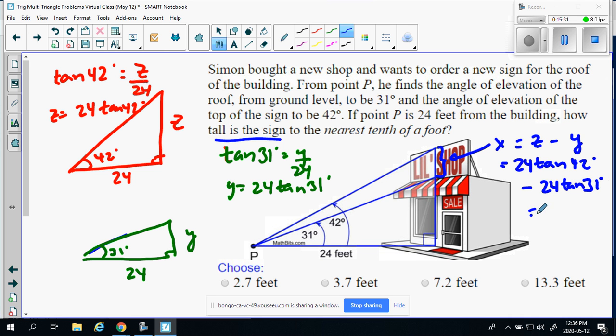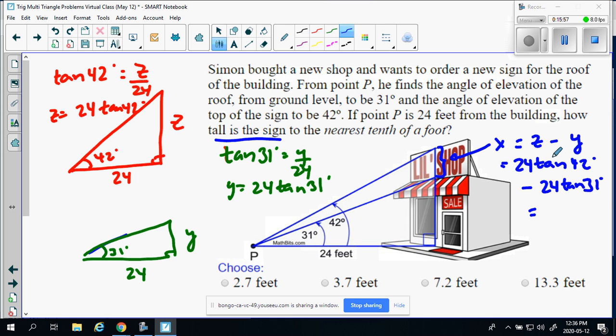And that's the only time I will type into my calculator. And that way I don't actually lose any accuracy because these are in exact values. And I don't have to type so many digits. So 24 tan 42. Make sure you close your brackets on the tan 42. 24 tan bracket 42, close bracket. And then minus 24 tan 31 in brackets.